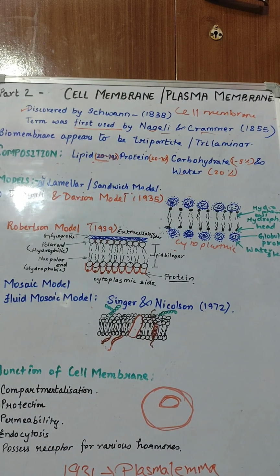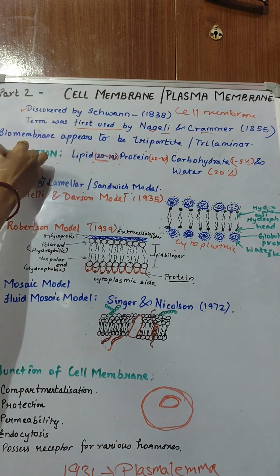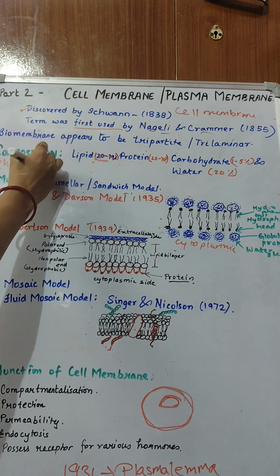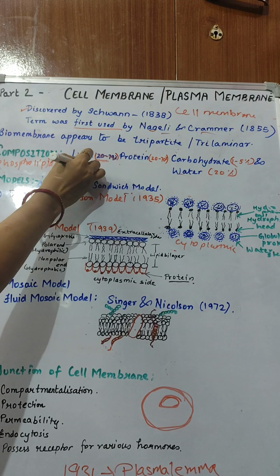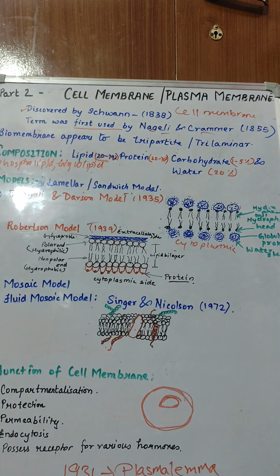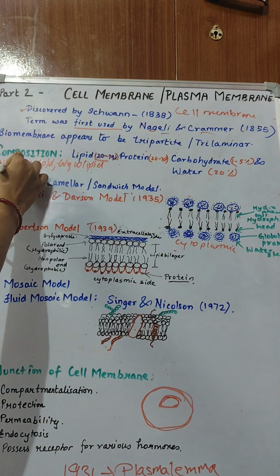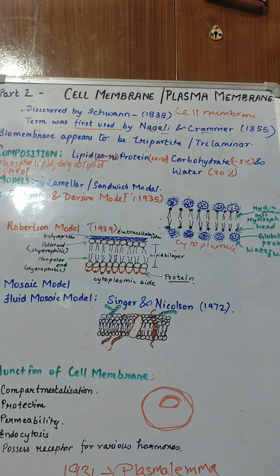What kind of lipid does it contain? It contains phospholipid, glycolipid, then sterol, sphingolipid. Okay, so it will contain this kind of lipid. Then the nature of lipid is amphipathic. Lipids are amphipathic in nature. The lipid present in the cell membrane or plasma membrane is amphipathic.